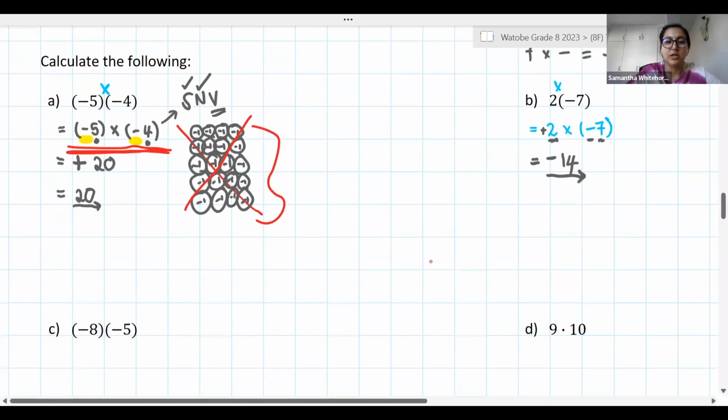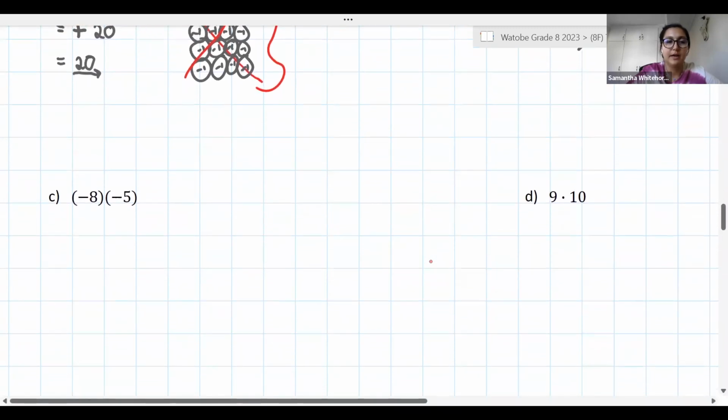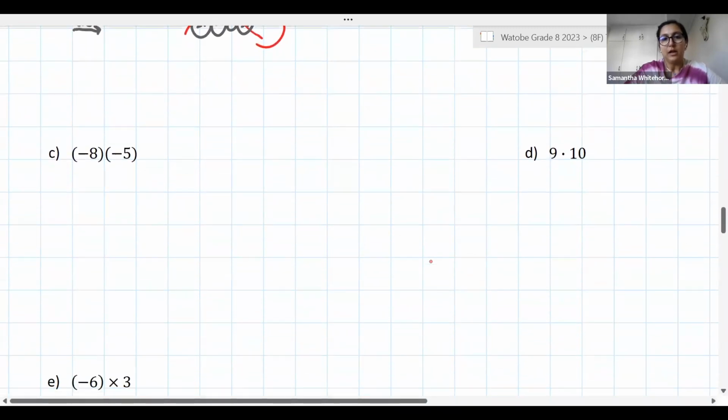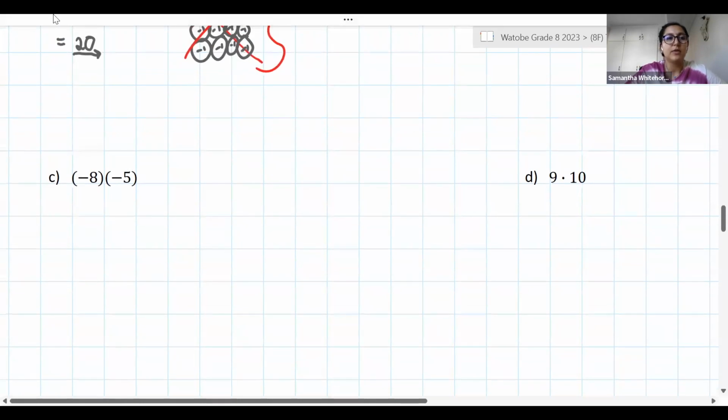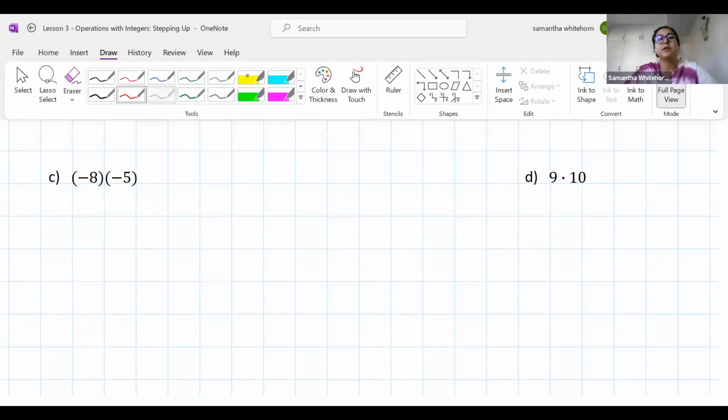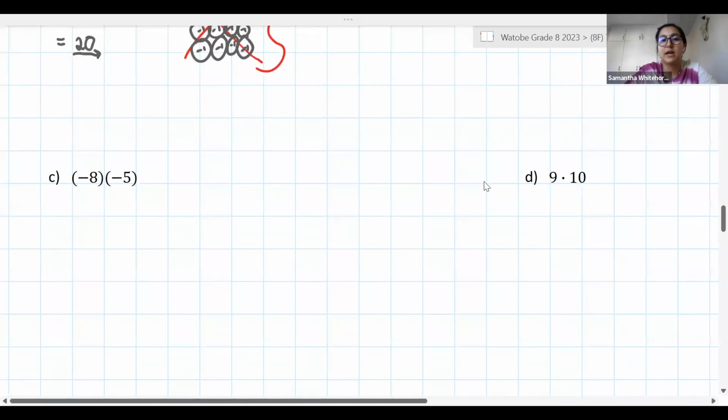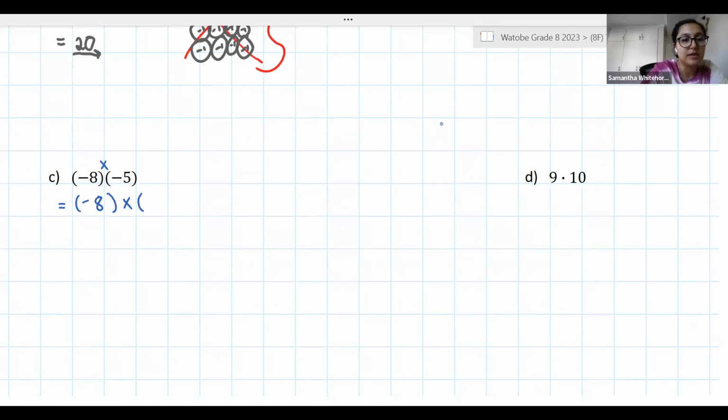Okay, nice, guys. Let's try 2 more before we take a little break. So if we have a look now at question C, you're going to try these by yourself. I'm just going to explain what's happening in both. So remember, if there's 2 brackets right next to each other with no sign, it means we're multiplying. So this is saying -8 times -5.